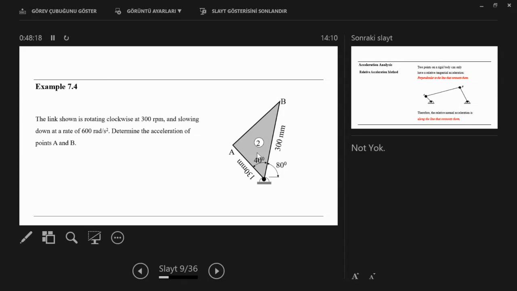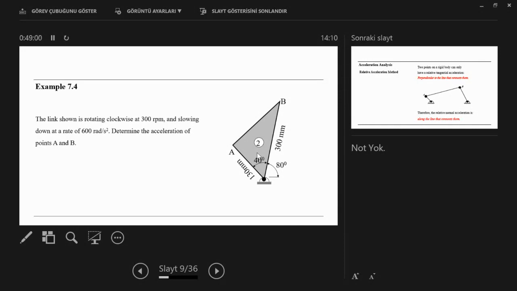Okay, this is 30 radian per second square. And we can calculate the V also. V is equal to R omega. R is known, omega is known, so we can easily calculate it. I will not calculate the end. Any question? Yes.